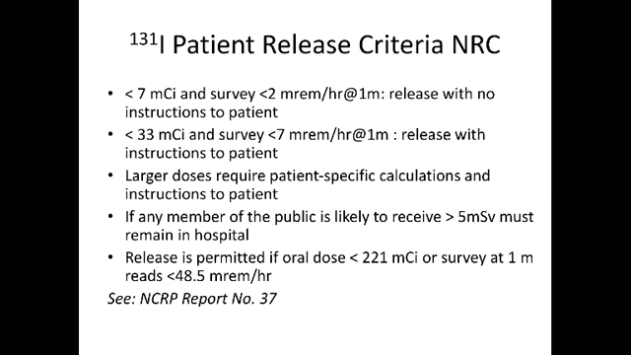Now, at higher doses, there are other criteria. Larger doses require a patient-specific calculation and instructions to the patient. If any member of the public is going to receive more than 5 millisieverts, then the patient has to remain in the hospital. And finally, release is permitted if the oral dose is less than the number quoted here, or the survey at 1 meter reads less than 48.5 millirem per hour. So obviously this gets fairly complicated, and there are many rules, many different isotopes. I've shown you just one of the important ones.